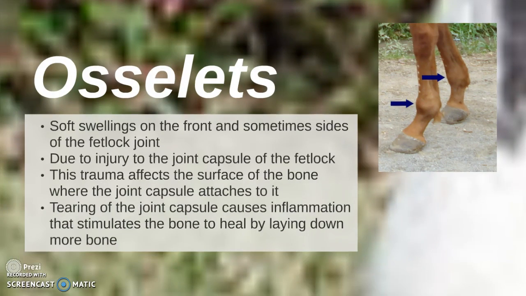Osselets. These are soft swellings on the front and sometimes sides of the fetlock joint, due to injury to the joint capsule of the fetlock. This trauma affects the surface of the bone where the joint capsule attaches to it. Tearing of the joint capsule causes inflammation that stimulates the bone to heal by laying down more bone.